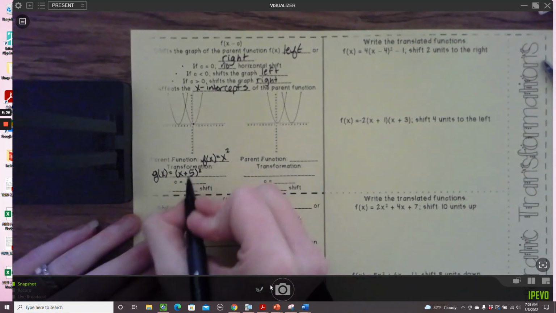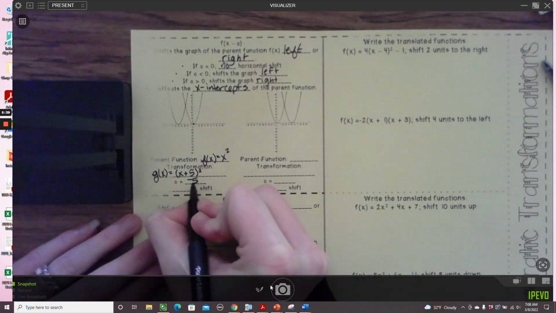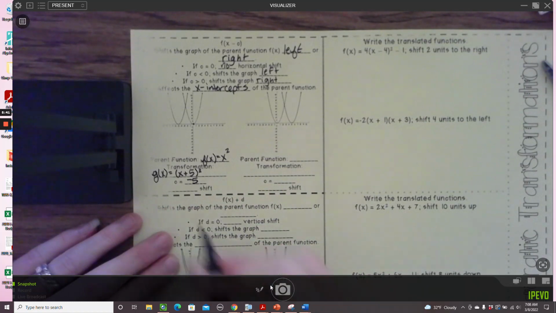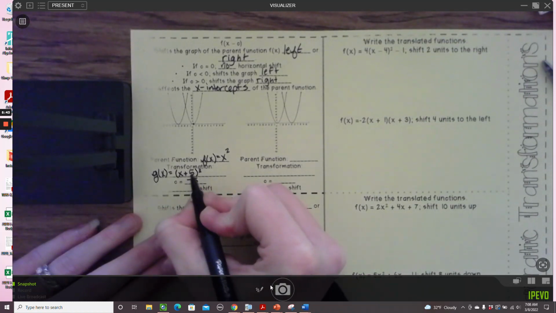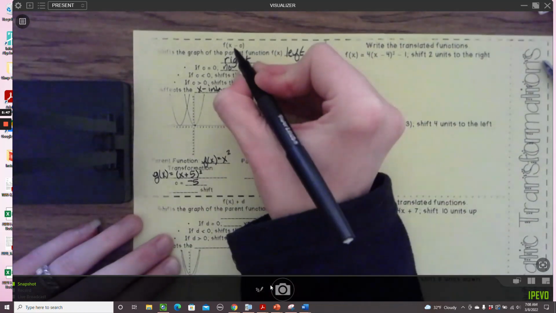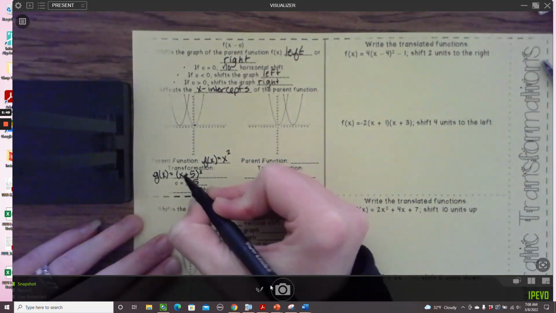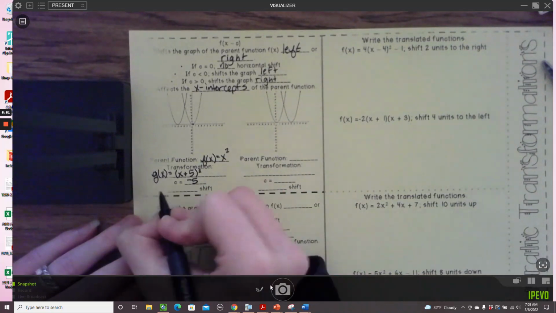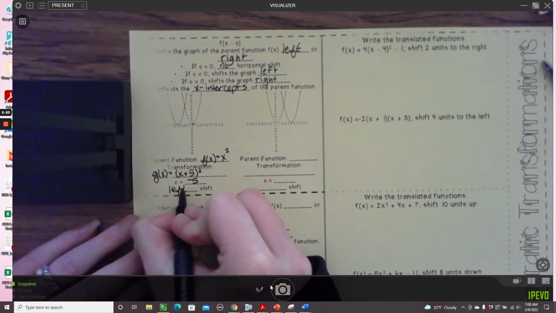So you just kind of have to shift your brain with the way it's thinking. So the c value here is a -5, okay? So again, there's that shift. If I'm adding something to the x, I'm really working with a negative number, because if you subtract a negative, it changes it to addition. So this is a left shift.